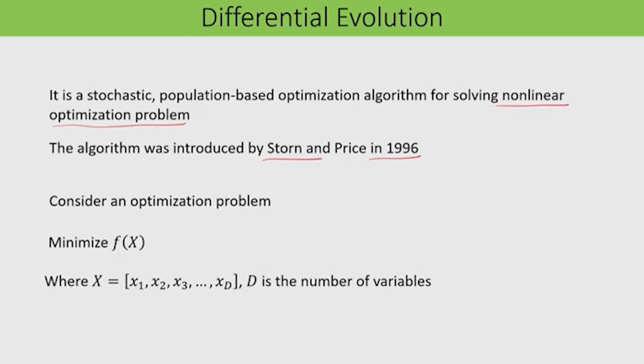Let us consider an optimization problem. Suppose we consider a minimization problem here, that is minimize f(x), where x is a vector and this is a d dimensional problem. So, I have the variables x1, x2, x3 up to xd. This is a d dimensional problem, the number of variables is d. Now, let us see the algorithm.